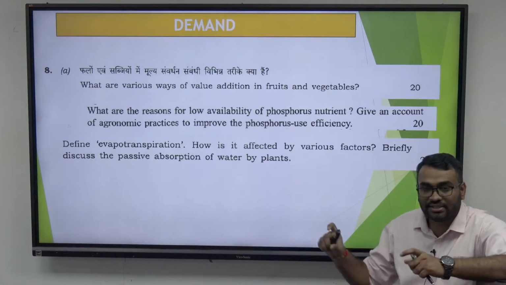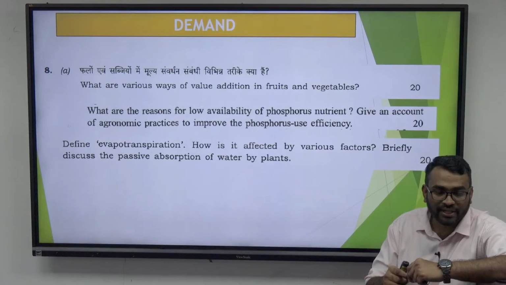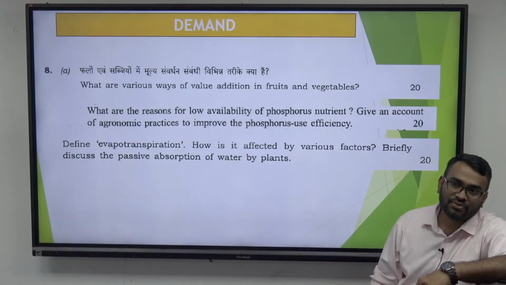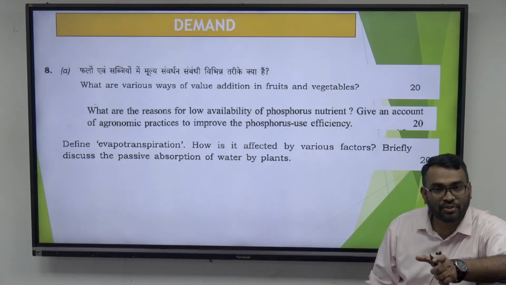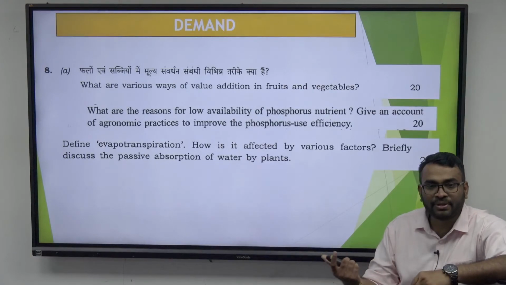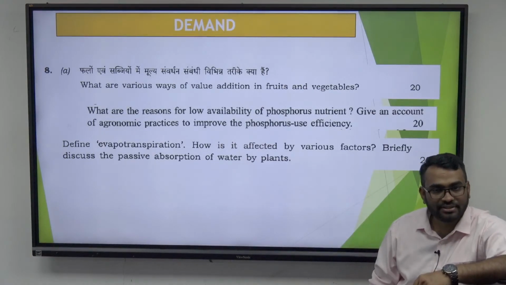So if you are providing that sort of interlinkages, then it will be easy for you to conclude the answer also. But in the beginning, students will either focus on just one aspect and forget about the second aspect. But introduction and conclusion should be holistic. So that's why this demand is important.